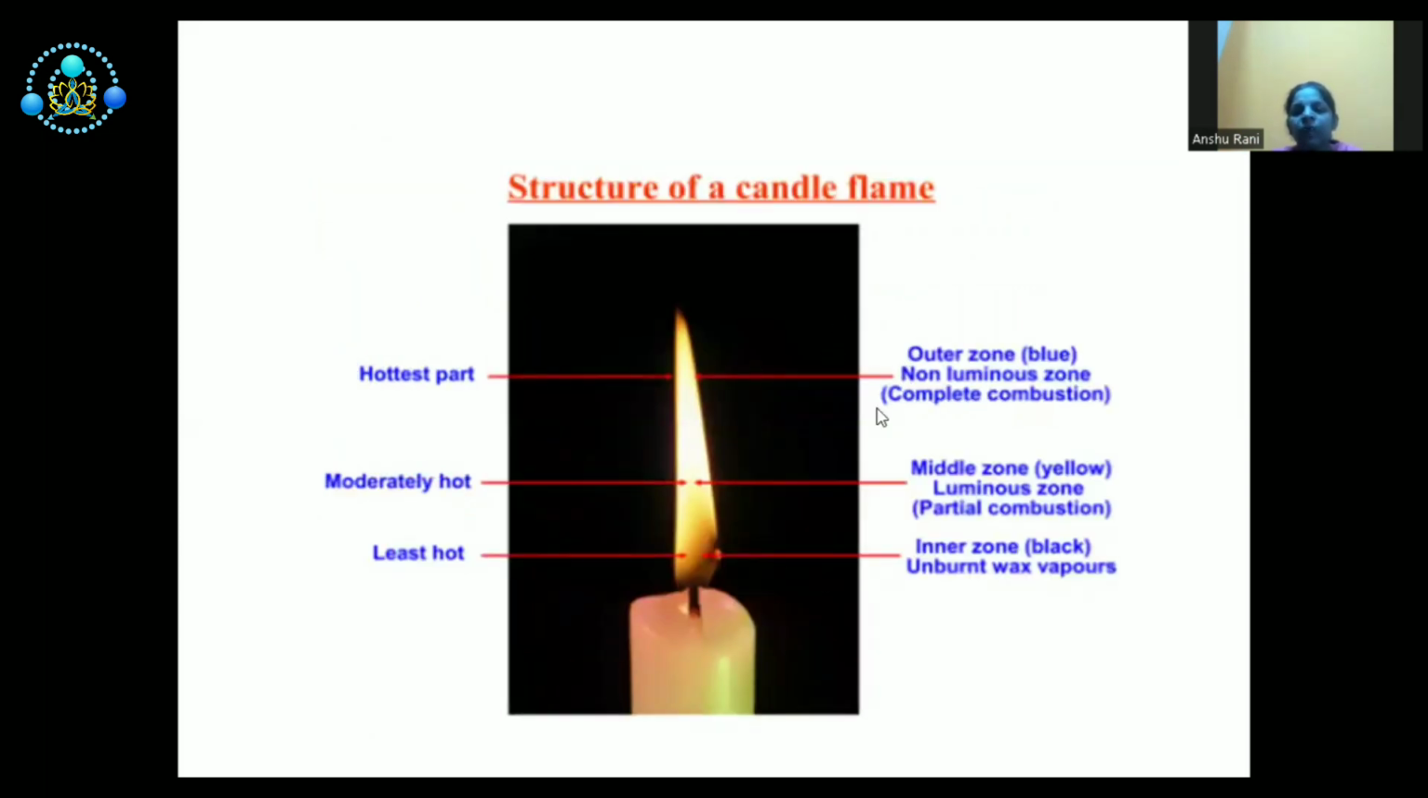This is the structure of a candle flame. A candle flame is having three major parts. First, you are having the outermost zone, which looks blue in color. It is the hottest part. Then comes the moderately hot zone. This is the middle zone. It is yellow in color. Then you have the least hot zone. It is black in color. It contains unburnt wax vapors in it.